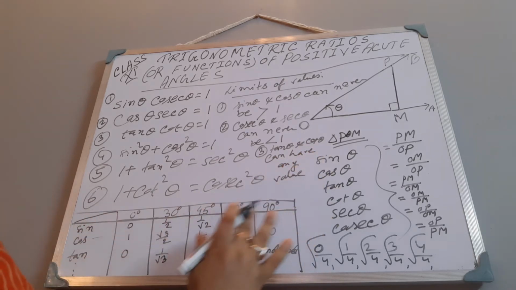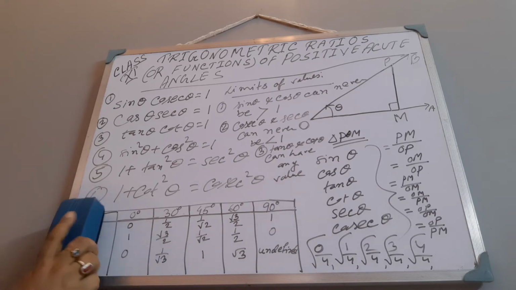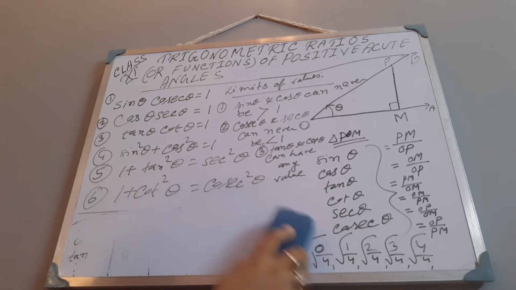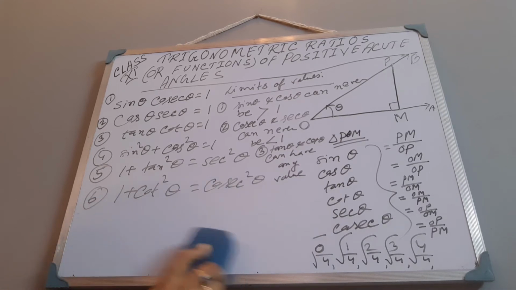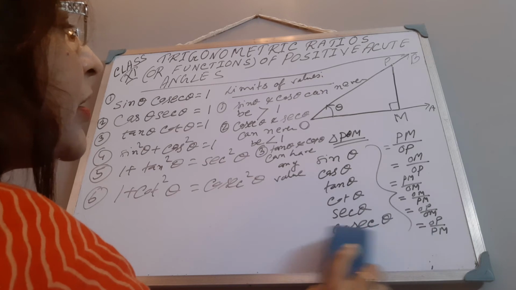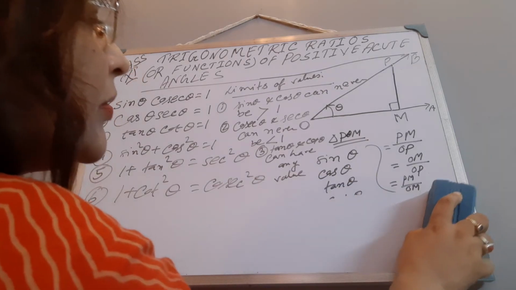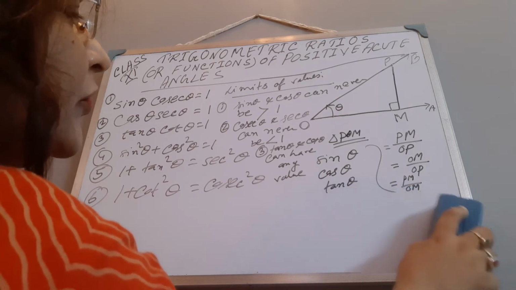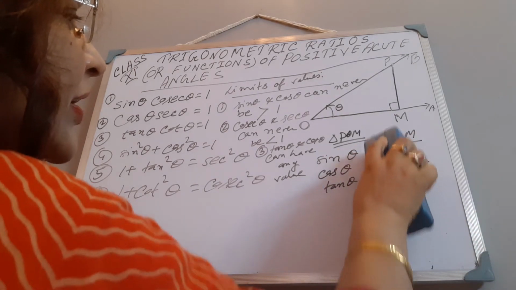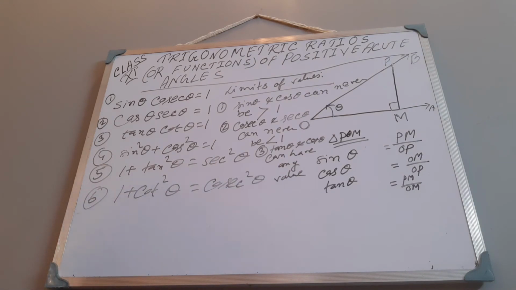Now this part is not required anymore. Right now it is not required. Now let me explain these limits of values. We need this only for sin, cos, tan. Okay. Now, what is given?